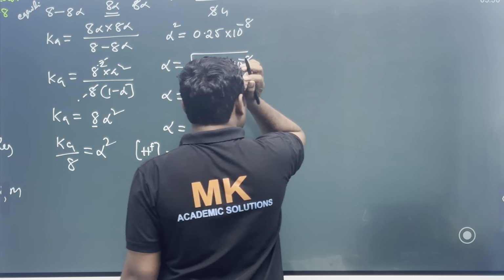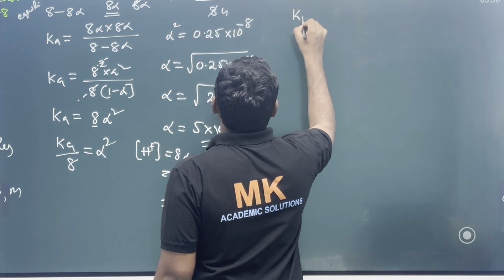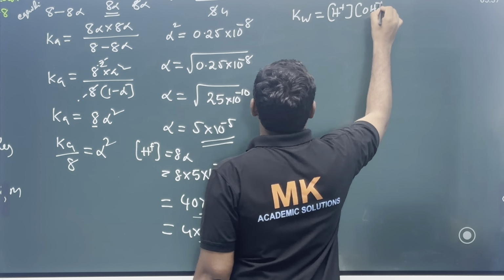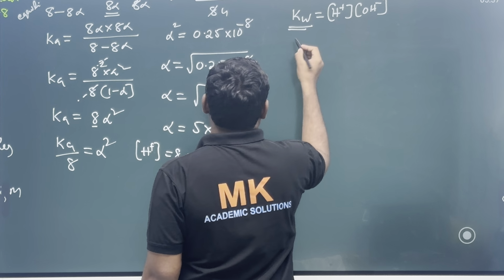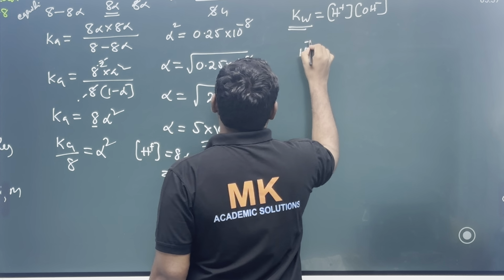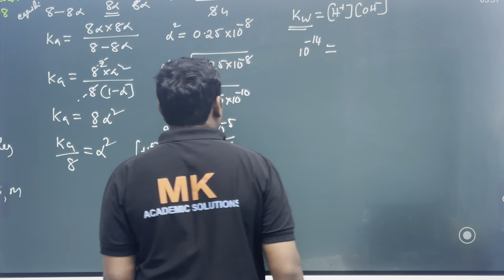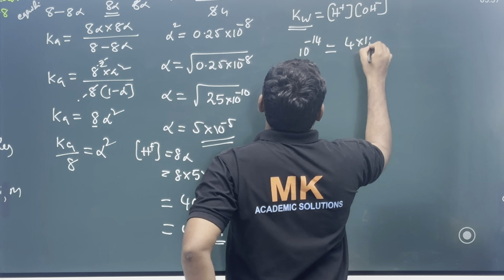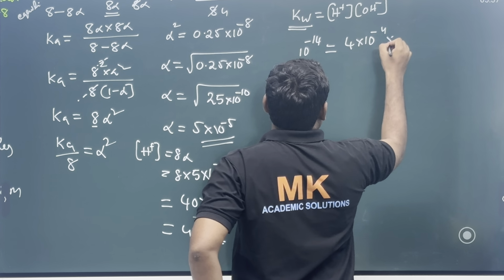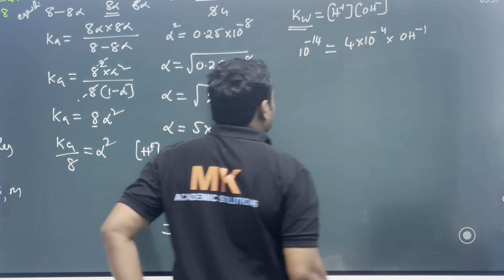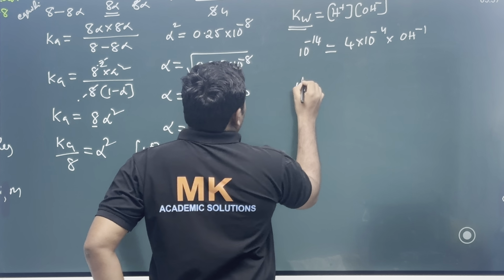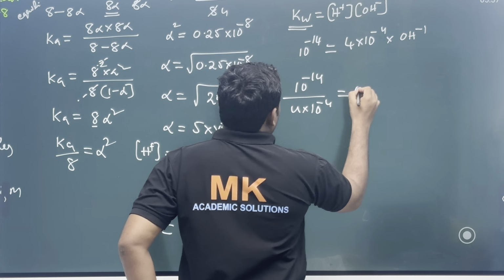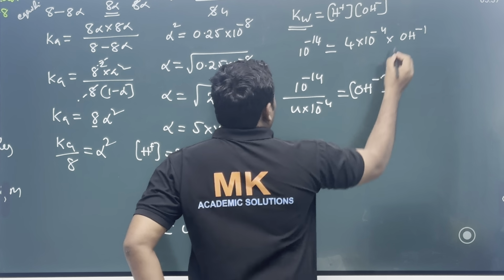And what is the concentration of OH minus ions? Here we know Kw is equal to H plus ion concentration into OH minus ion concentration at 298 Kelvin. It is 10 to the power of minus 14. That is equal to 4 into 10 to the power of minus 4 into OH minus ion concentration. Therefore 10 to the power of minus 14 by 4 into 10 to the power of minus 4 is equal to OH minus ion concentration.